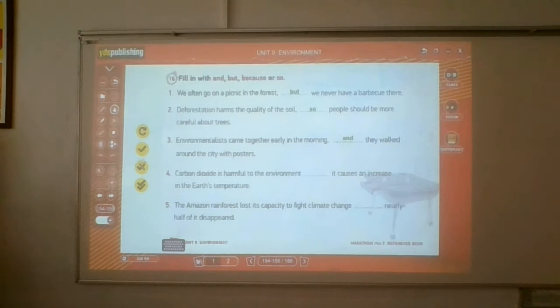The next one, carbon dioxide is harmful to the environment because it causes an increase in Earth's temperature. And the last one, the Amazon forest lost its capacity to fight climate change because nearly half of it disappeared.